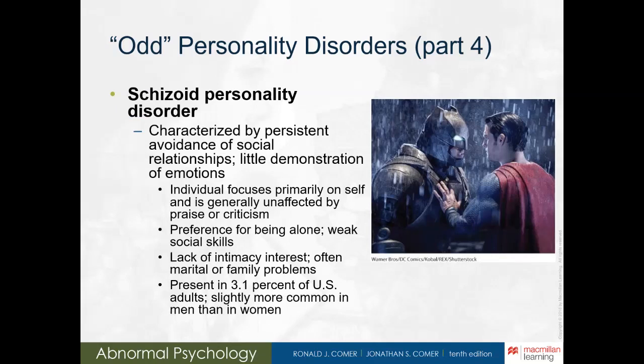Now let's look at schizoid personality disorder. This is characterized by persistent avoidance of social relationships, and very little demonstration of emotions. These individuals typically focus primarily on themselves, and they're generally unaffected by praise or criticism. They tend to be very indifferent. Their preference is to be alone, and therefore they lack social skills. The lack of intimacy is of interest because those with schizoid personality disorder tend to have significant marital or family problems. It's estimated that about 3.1% of US adults have schizoid personality disorder annually, and it's slightly more common in men than women.